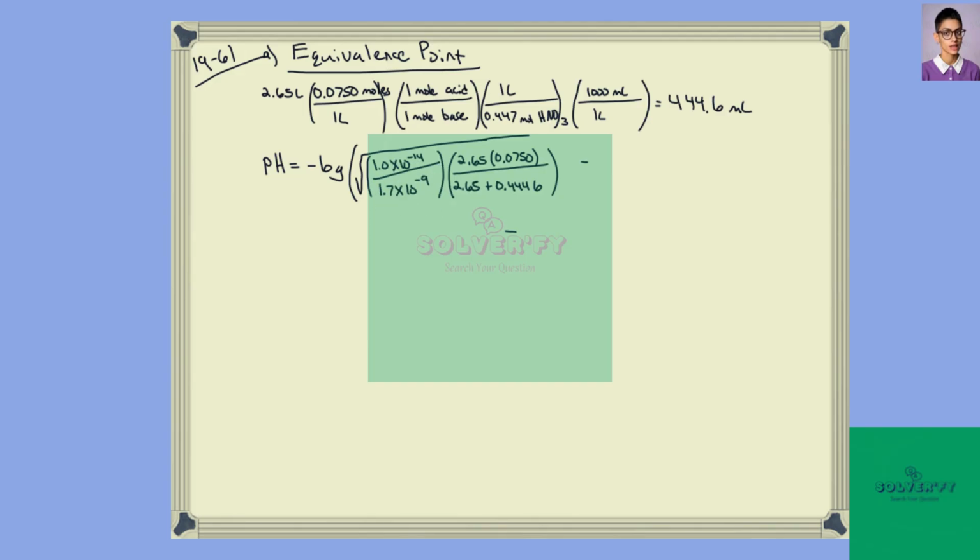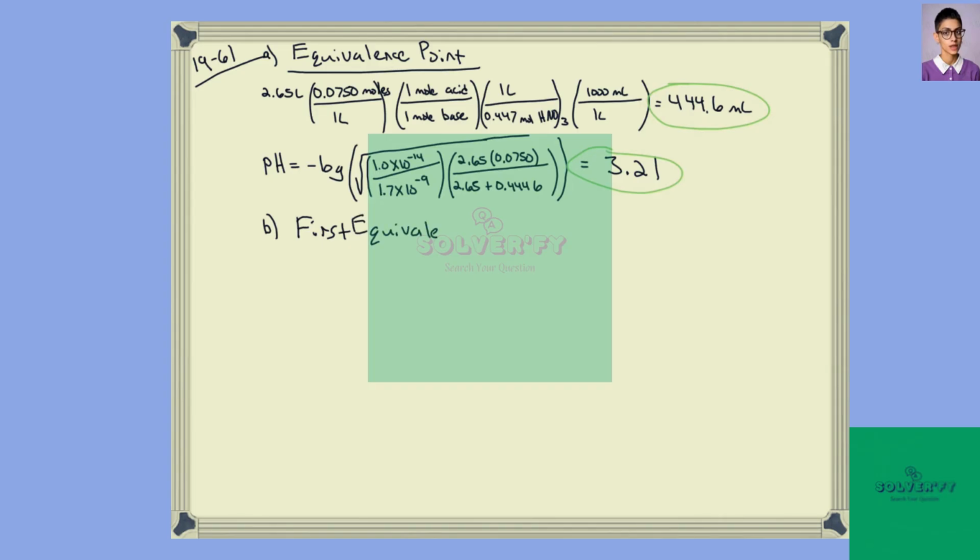This is Ka. To get the concentration of the weak acid, the weak conjugate acid to pyridine, we'll calculate the moles of pyridine we started with by multiplying the volume, 2.65 liters, by the concentration, 0.0750 molar. This will give us the moles of pyridine we started with, which is also now equal to the moles of the conjugate acid of pyridine that we have at the equivalence point. We divide those moles by the volume that we have at the equivalence point, which is the 2.65 liters we started with, plus the 0.4446 liters that we added. This will then give us the concentration of the weak acid. So the hydronium concentration is the square root of Ka multiplied by the concentration of the weak acid. We take the negative log of that hydronium concentration and we get a pH of 3.21.